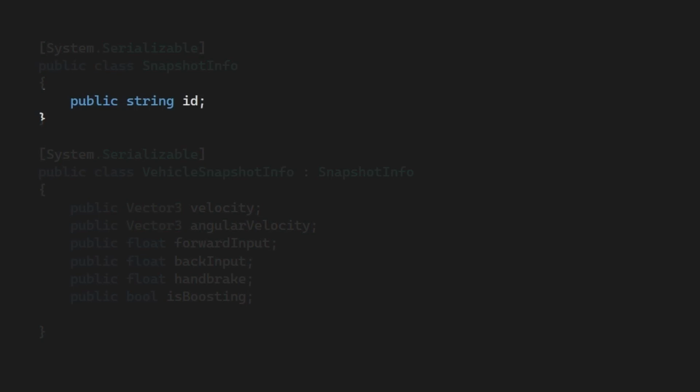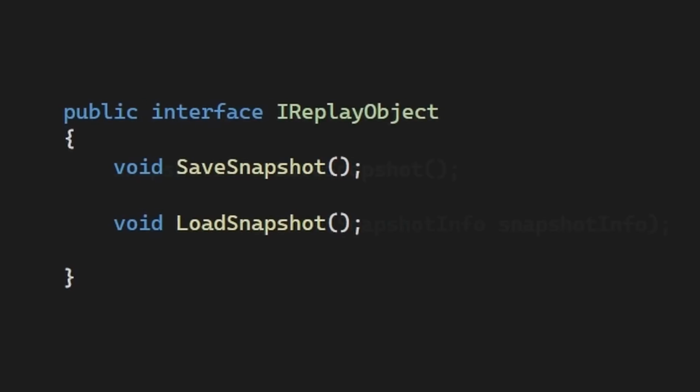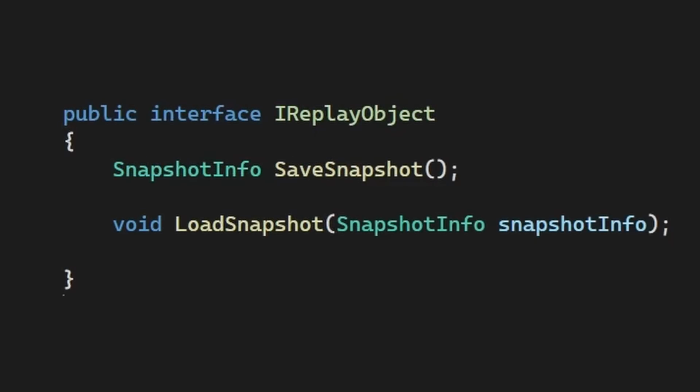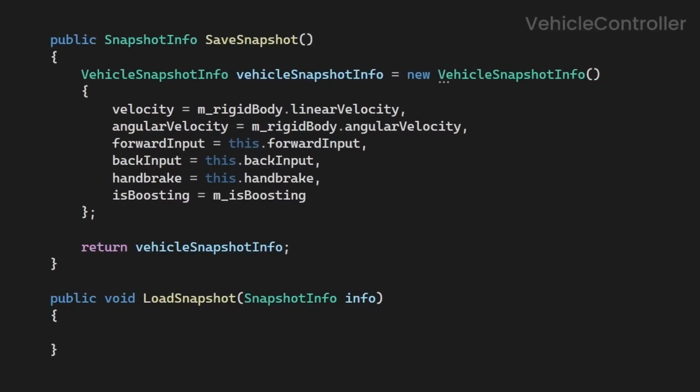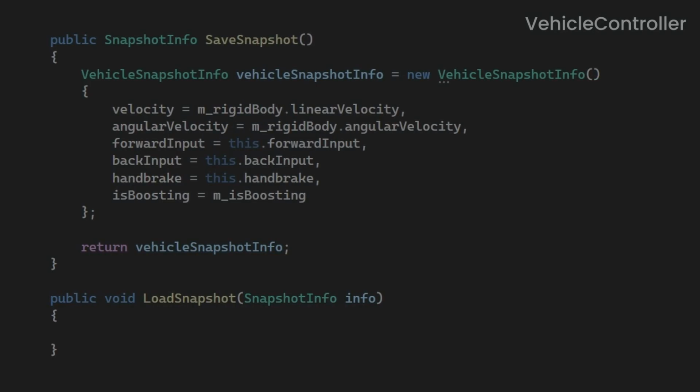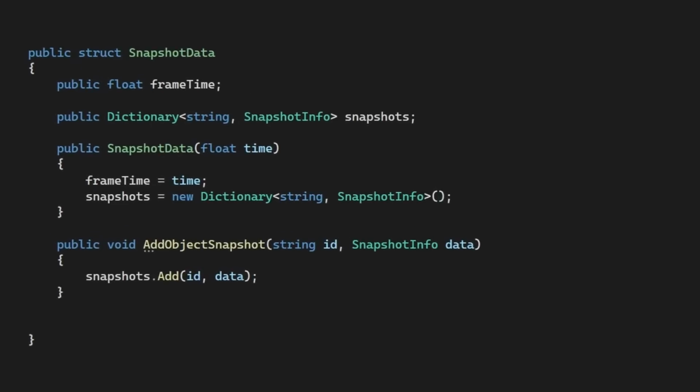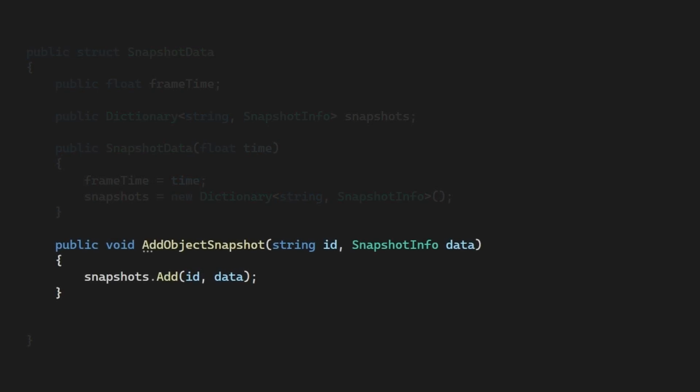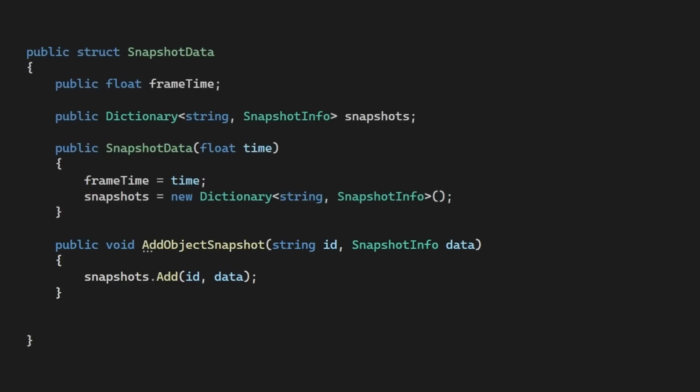We'll ensure that every piece of info has an ID for who it belongs to, and then I'll update the interface and all of our other objects to use this data type. Finally, we can take our snapshot info and use the ID from the info class to register it in our dictionary and save the object.